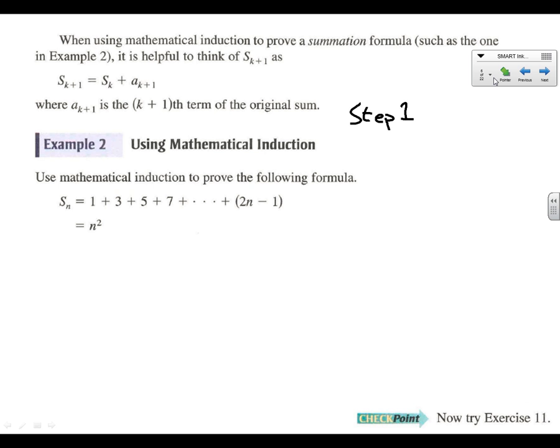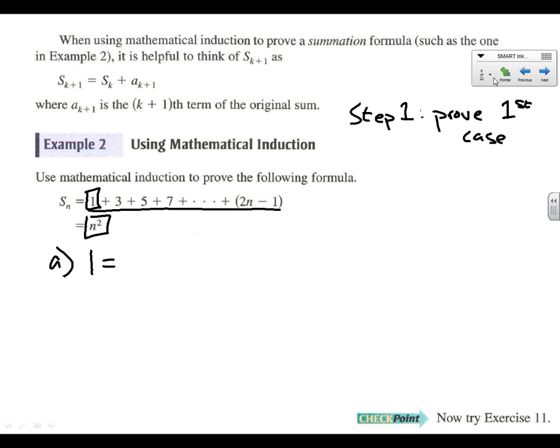Step 1. Prove first case. All right, so the first case here is we think that this long equation turns into n squared, right? This is from the original example. Let's prove it. Job 1 here is to prove that the first case, 1, is equal to whatever our formula is if we plug in 1. So plug in 1 for n. Is 1 equal to 1 squared? You betcha. That's the easy part.